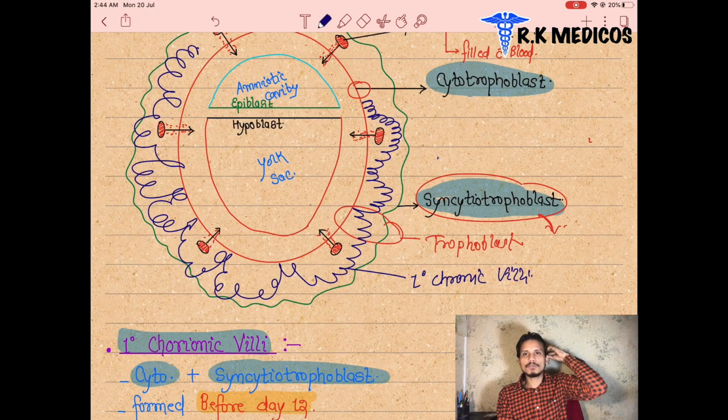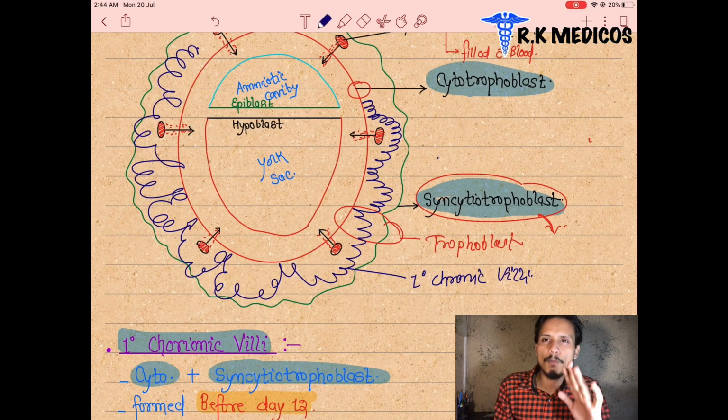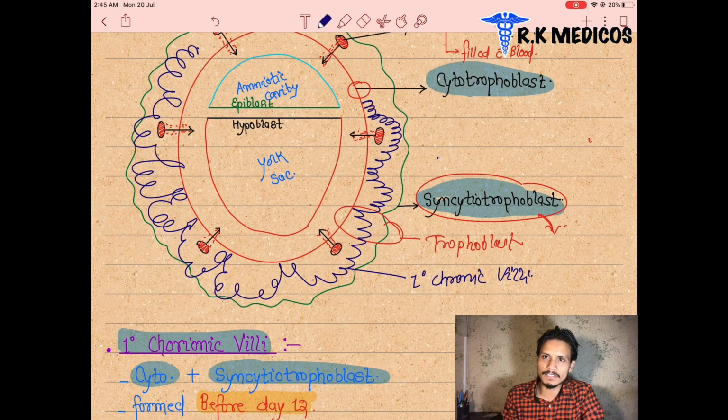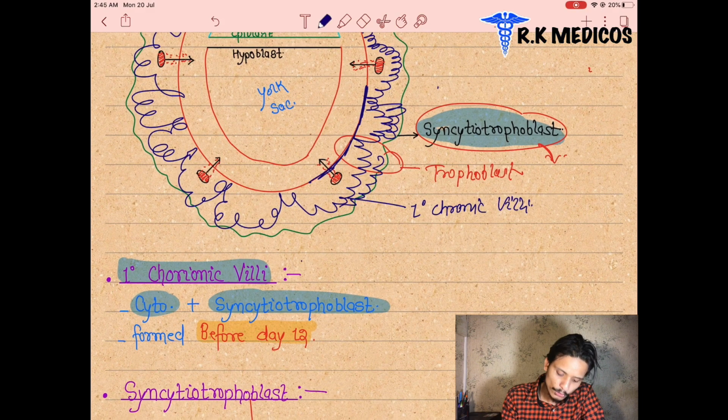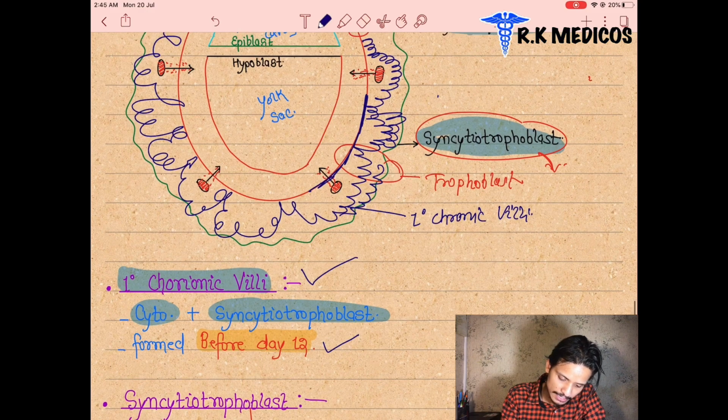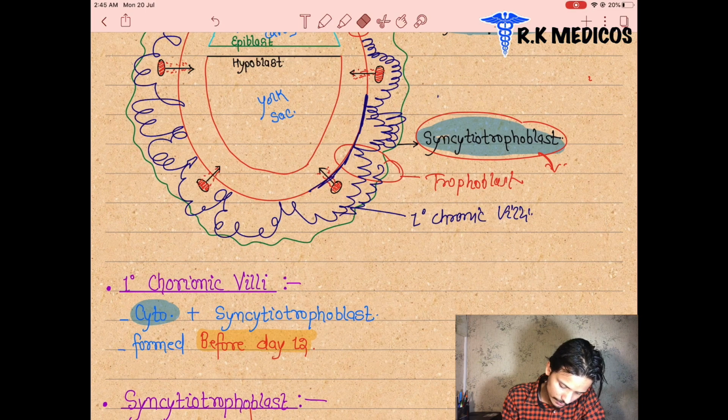The first chorionic villi are formed by the proliferation and embedding of the Cytotrophoblast cells into the Syncytiotrophoblast cells. So this is the Cytotrophoblast cell layer, and these cells embed into the Syncytiotrophoblast and form the primary chorionic villi. These finger-like projections form embedded inside the Syncytiotrophoblast before day 12. In the next step we are going to see, wait a minute.